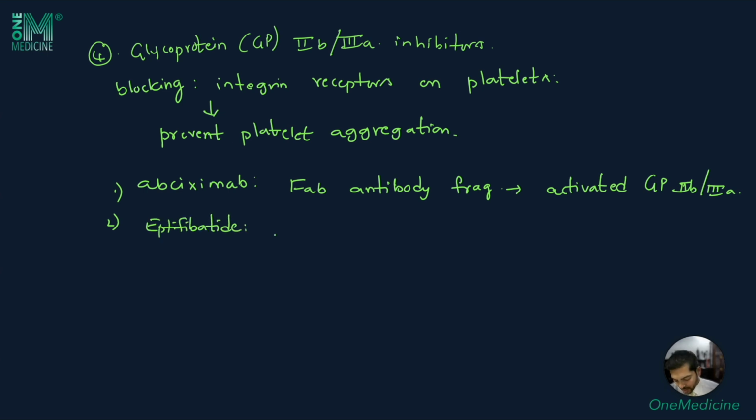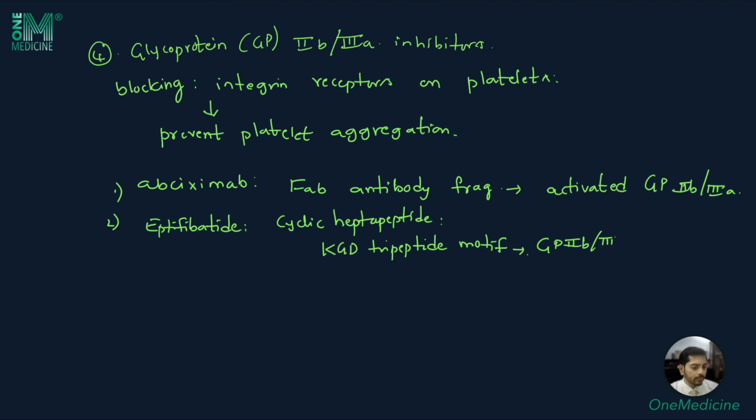which is a cyclic heptapeptide that includes a KGD tripeptide motif that is recognized by GP2B3A. The third agent in this class is tirofiban, which is a tyrosine derivative that mimics the KGD motif.